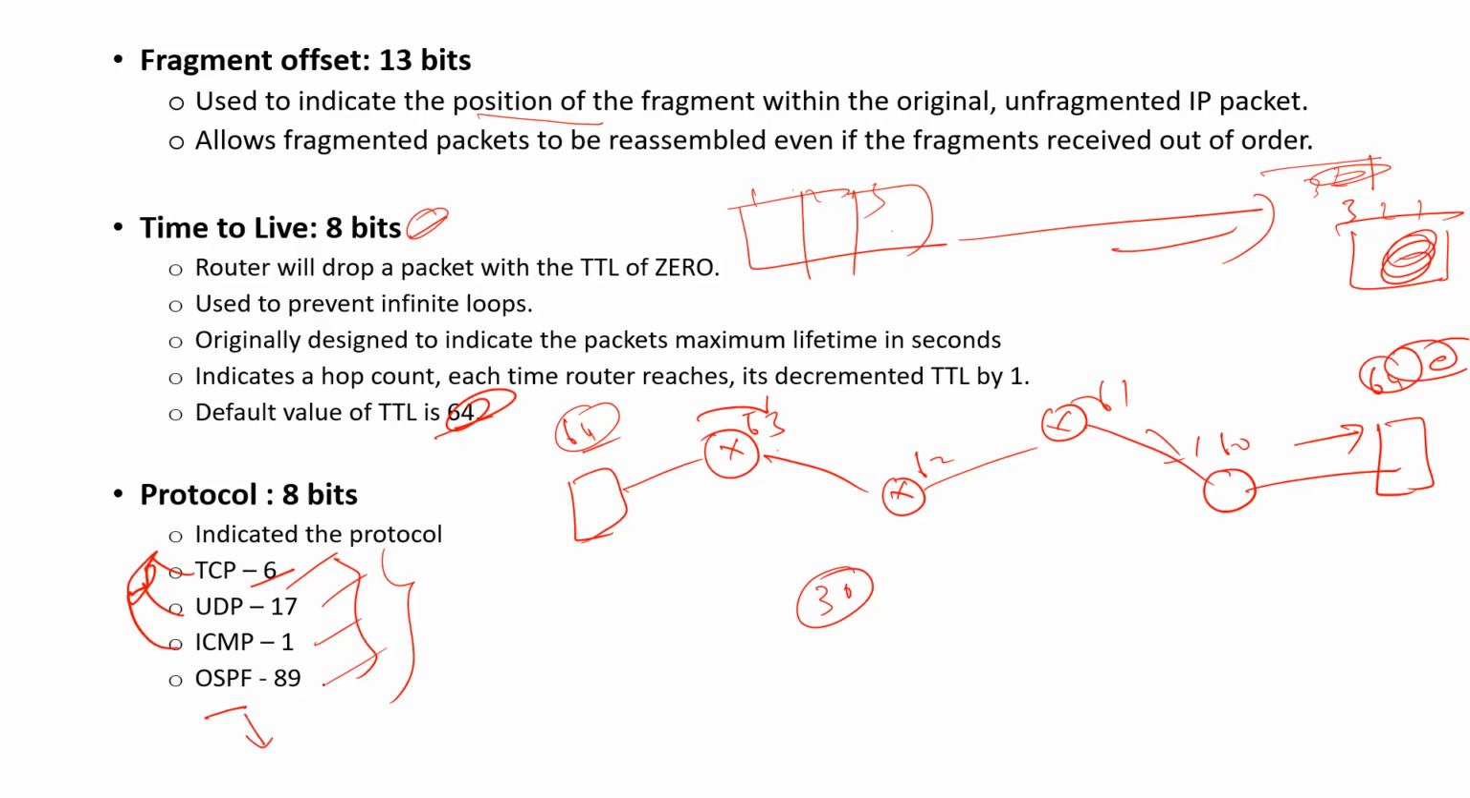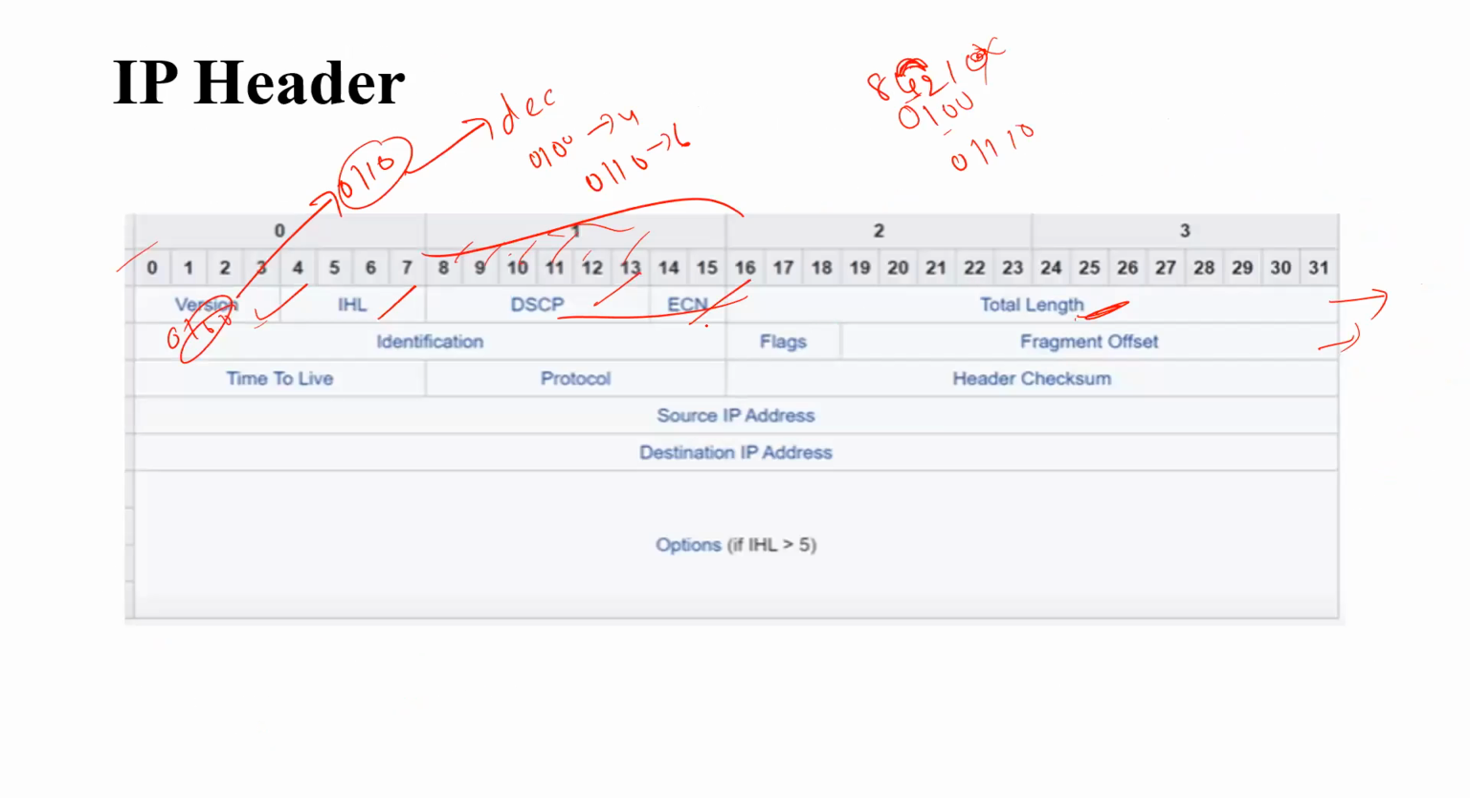And OSPF is one of the dynamic routing protocols. We'll discuss this dynamic routing protocol in later classes, but it just shows which protocol is used. So that is protocol. Till here we discussed: what is version, what is IHL, what is DSCP, what is ECN, the total length, the identification, the flags, fragment offset, and time to live. Next one, protocol, also we discussed.